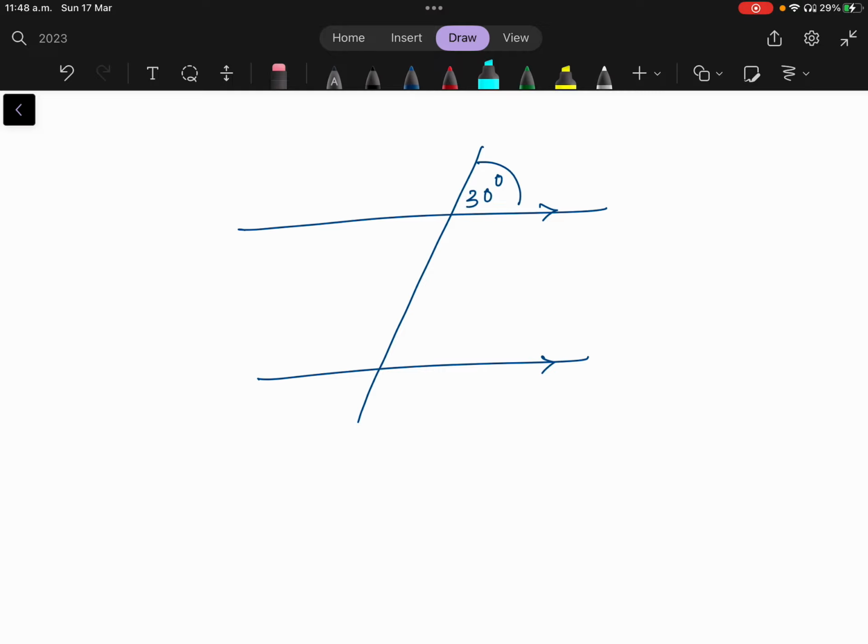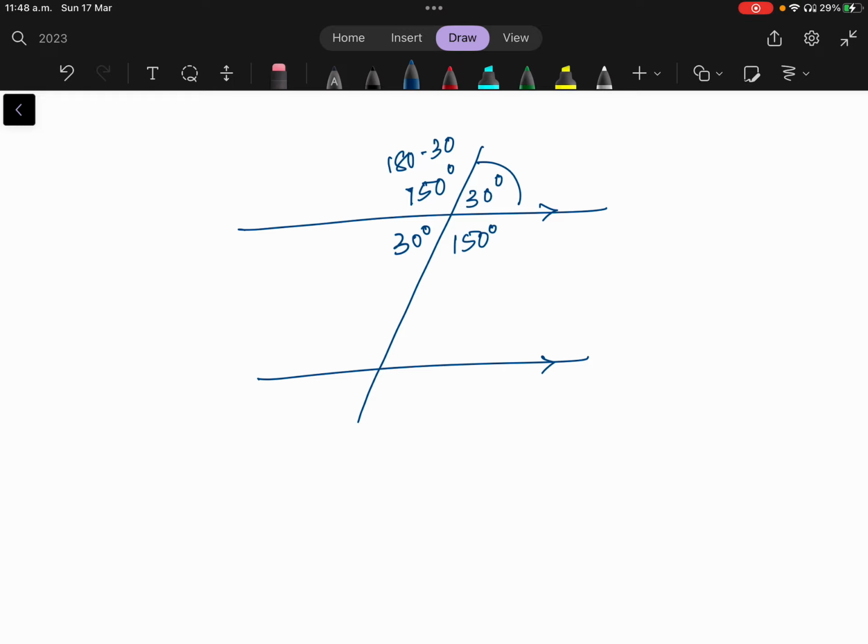So if this is 30 degrees, what will be this angle? That angle will automatically be 30 degrees. What will be this angle? That is nothing but 180 minus 30 degrees, that is equal to 150 degrees. Okay, so since that is 150 degrees, this will also become 150 degrees.